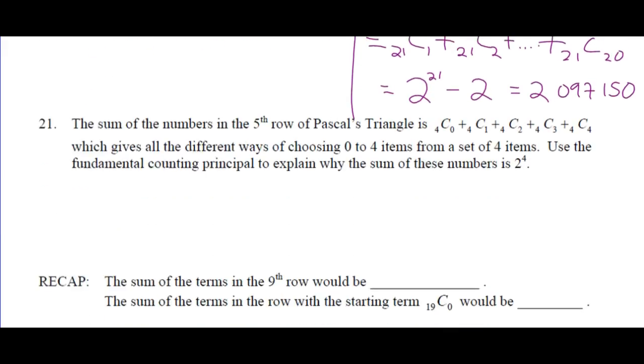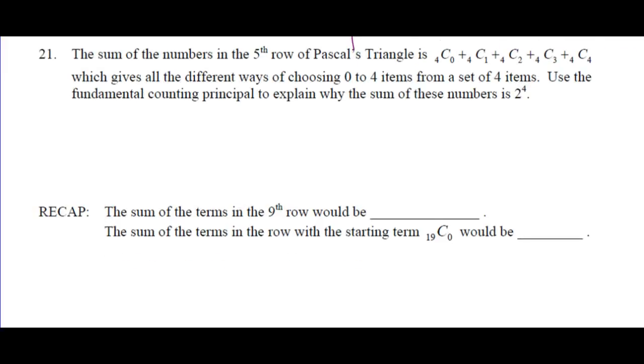Where are we going here? Yeah. So it gives us all the different ways of choosing 0 to 4 items from a set of 4 items. Use the fundamental counting principle to explain why the sum of these numbers is 2 to the 4th. Okay. So we want to use the fundamental counting principle, which means we're going to put down some blanks, right? So we've got the first item, second item, third item, fourth item.